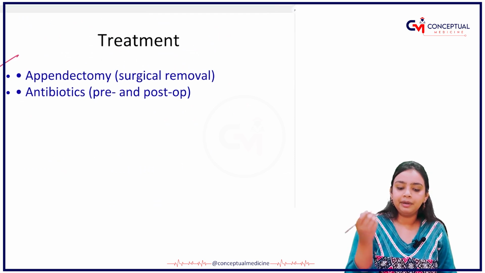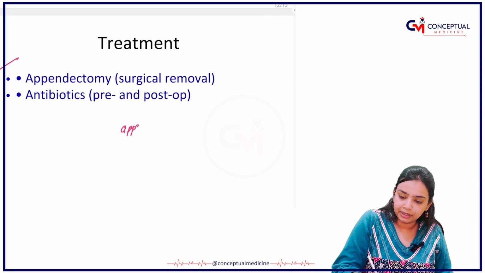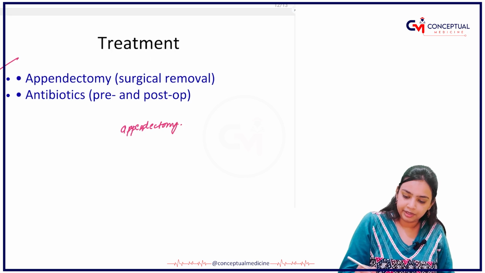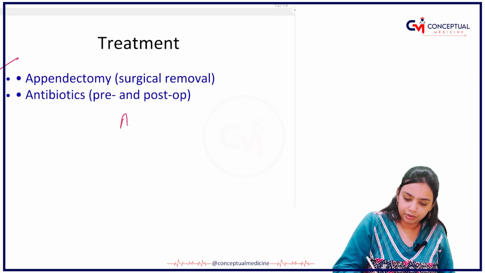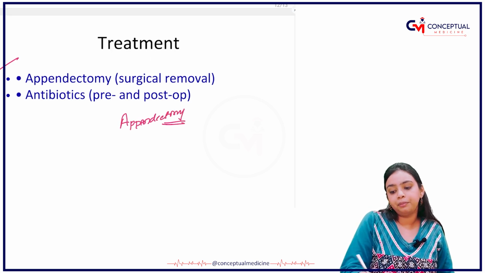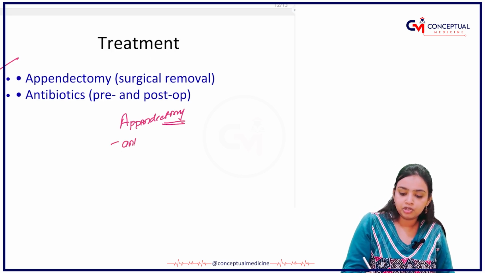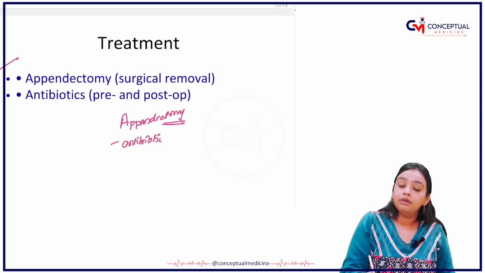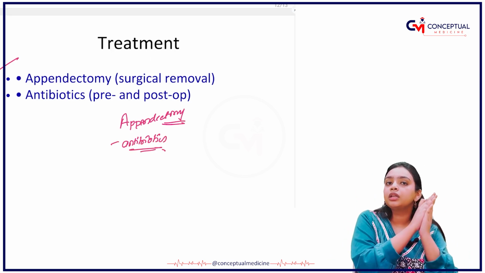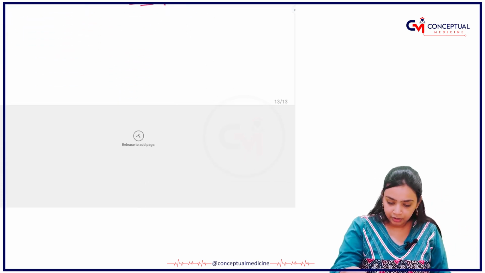Okay. So, the treatment is obviously that you have to remove that. So, you have to do the appendectomy. I'll write it for you properly. You have to do the appendectomy, and "-ectomy" means to cut. Then you need to give the patient antibiotics. Why? You need to give the patient antibiotics so that the infection cannot reoccur, and the chances of recurrence of that infection are less.